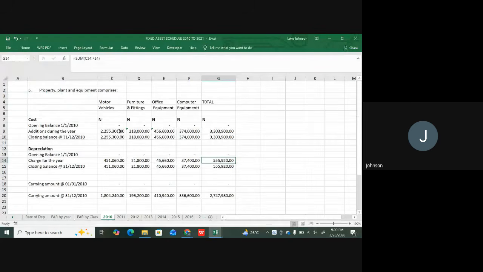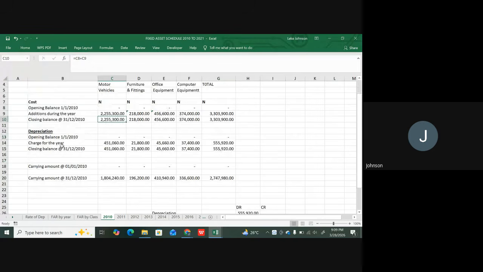The first year is actually easy. In the first year, no opening balance. Everything is good. We just have addition for the year, which we have. Then we also have our closing balance, which is supposed to be our opening balance plus the addition for the year, which will give us our closing balance.